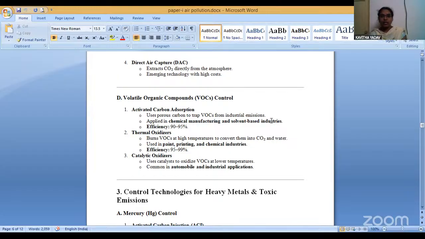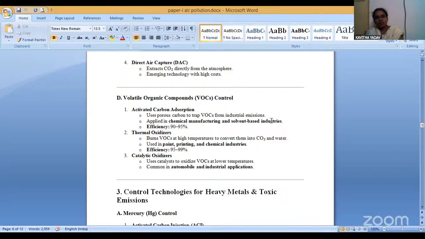Used in paint, printing, and chemical industries. So what are the paint industries, what are the printing industries, and what are the chemical industries? The thermal oxidizer process is the most useful method to control volatile organic compounds. That is nothing but the thermal oxidizers.